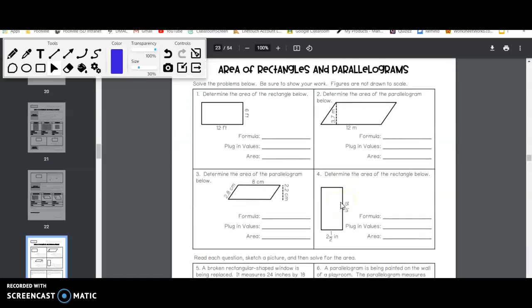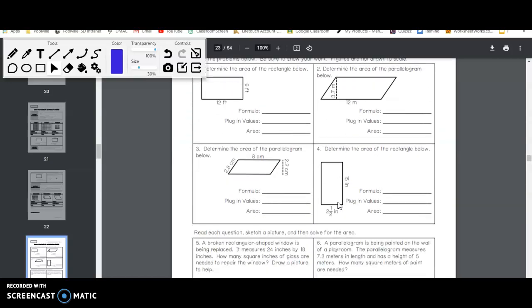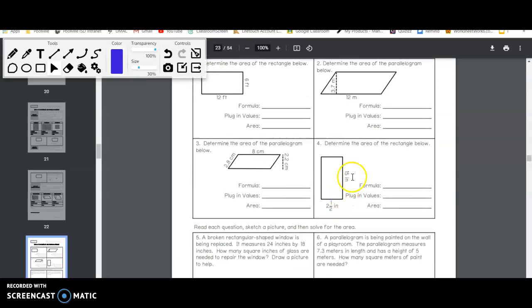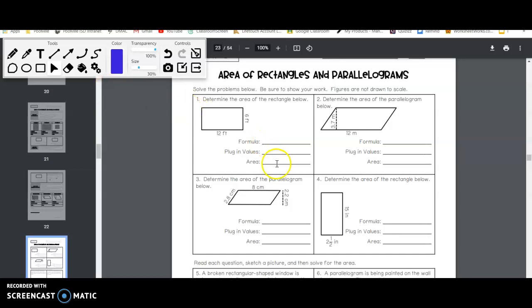Scrolling down. Here's your homework that you need to do. And I'm not too worried that you are going to have a hard time doing this. I'll give you a little jump start. The formula for all of these is area equals base times height. Area equals base times height. Area equals base times height. And you guessed it, area equals base times height. And all you got to do is plug in order for you to find out the answer, okay?